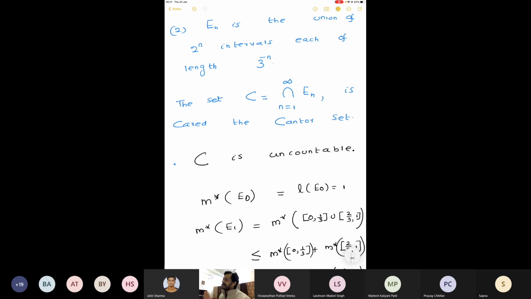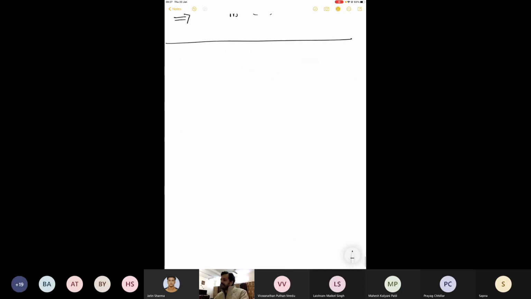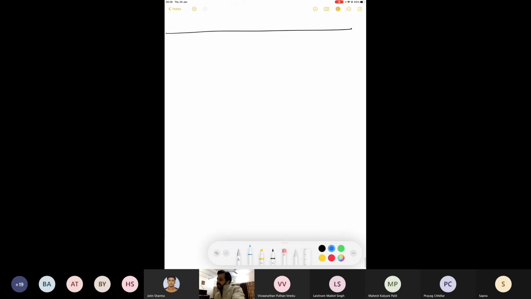If outer measure was a good measure that extends the idea of length, then we would expect the outer measure of a union of disjoint sets to be equal to the sum of the outer measures. Unfortunately, that is not happening. Okay, so with that I will stop. So let me put a remark.